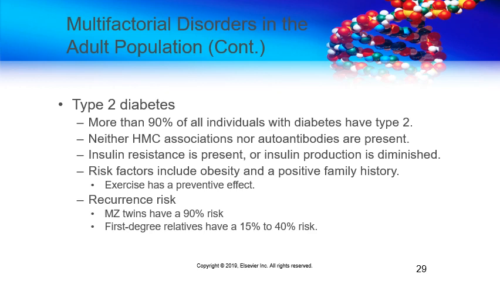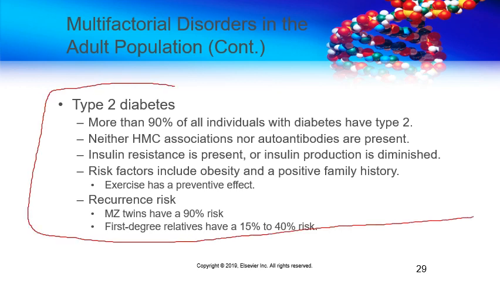Now, type 2 diabetes, more than 90% of people that have diabetes actually have type 2. This is usually not from autoantibodies. This is usually from insulin resistance or insulin production is diminished. If the patient is obese or they have a positive family history, this is why it's important to get that family history. That increases their risk. Exercise does have a preventative effect.